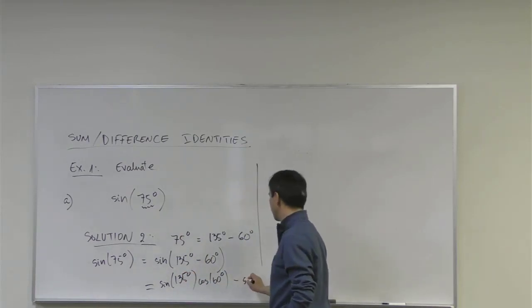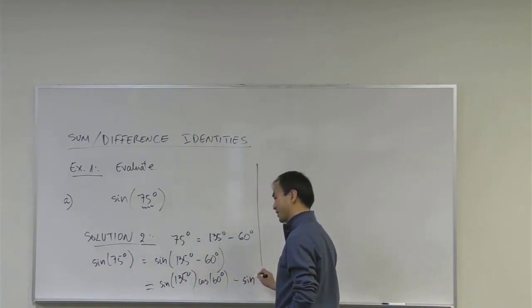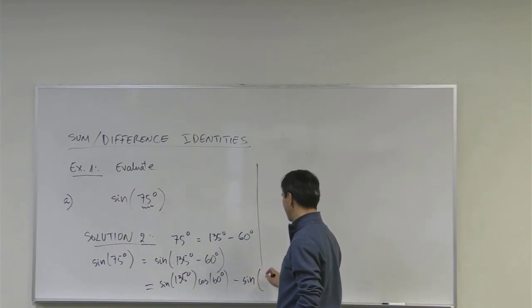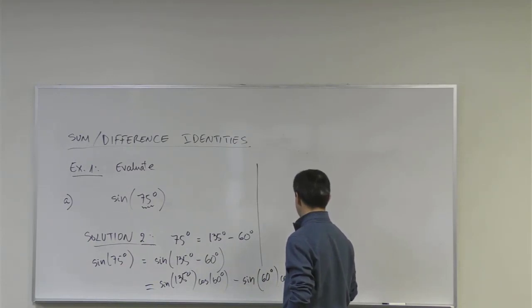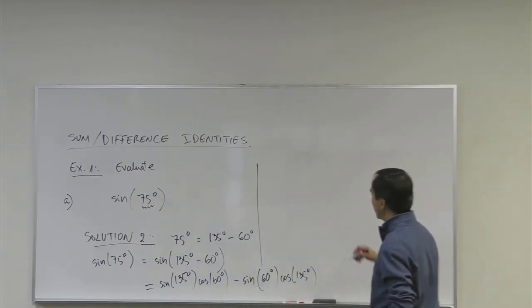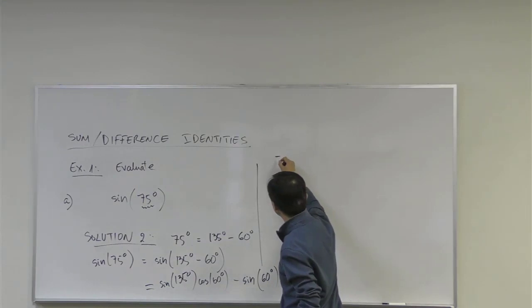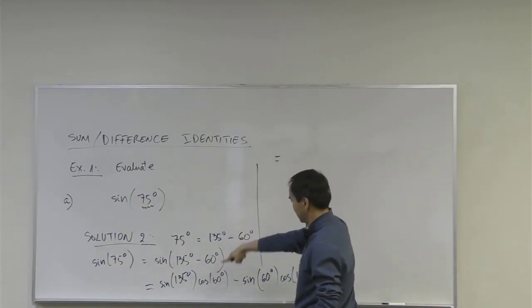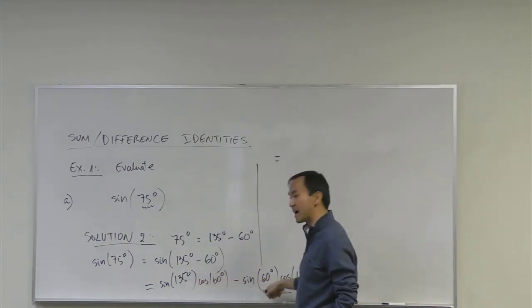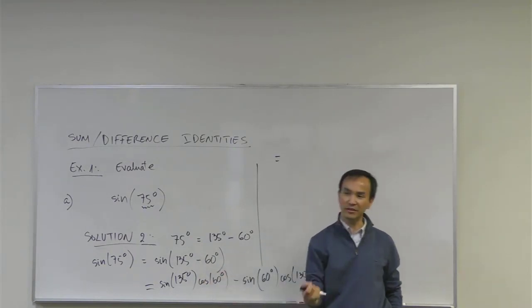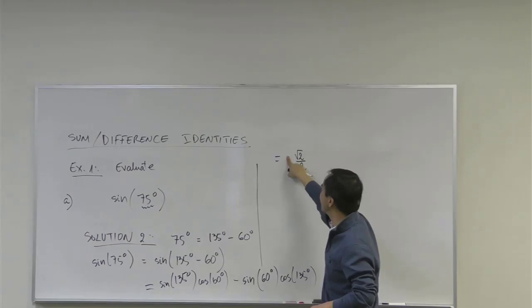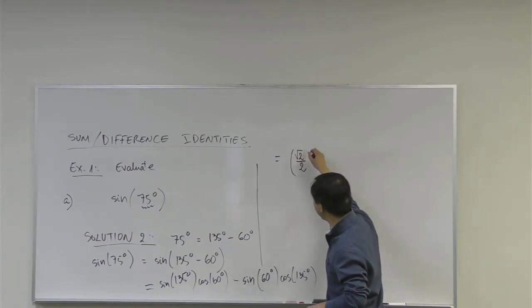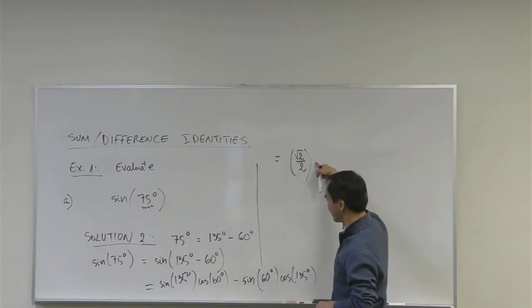We're subtracting again sine and cosine, right? Now this time we switch the roles of the two angles, sine of 60 and cosine of 135. And so in that way, how I'm seeing it, now you can read any of these right out of your unit circle. Sine of 135 is root 2 over 2. And then cosine of 60.